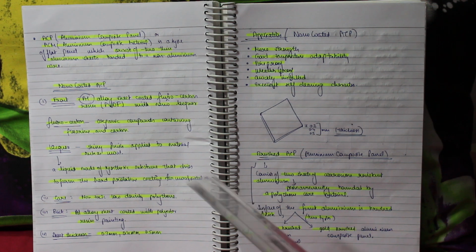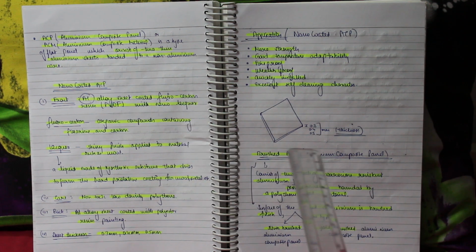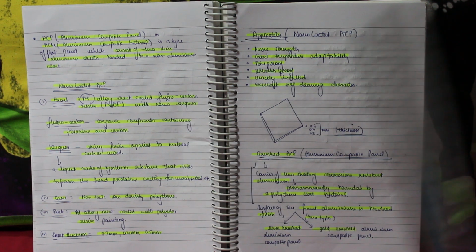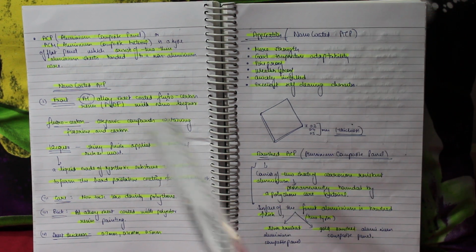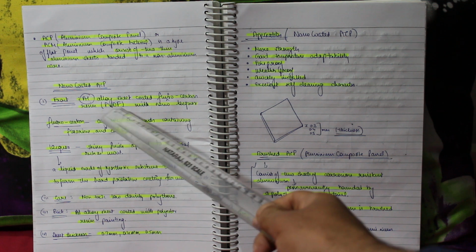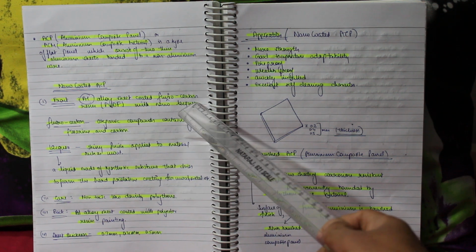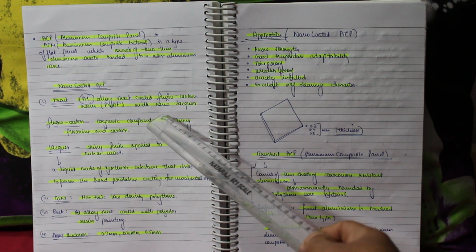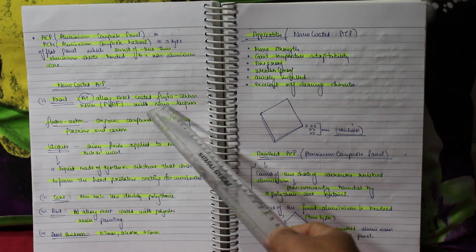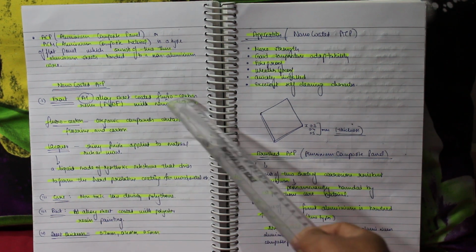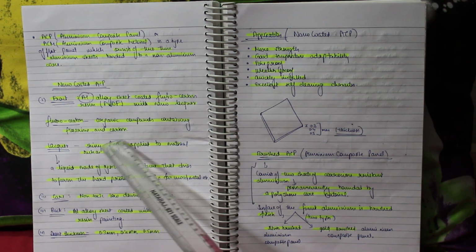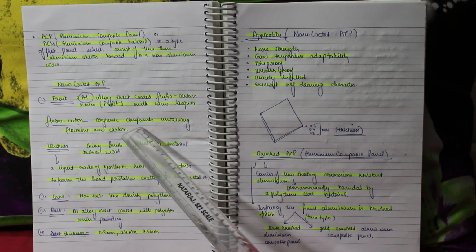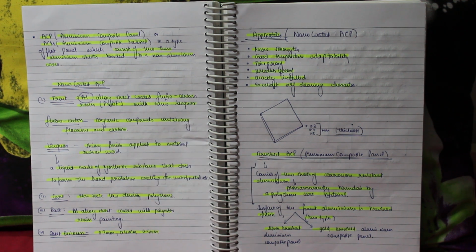So let's first talk about the Nano Coated ACP. What is a Nano Coated ACP? Sorry, ACP stands for Aluminium Composite Panel. On the front, the aluminium alloy sheet is coated with a fluorocarbon resin with a nano lacquer. So first of all, let's learn what a fluorocarbon is. Fluorocarbon is an organic compound containing fluorine and carbon.